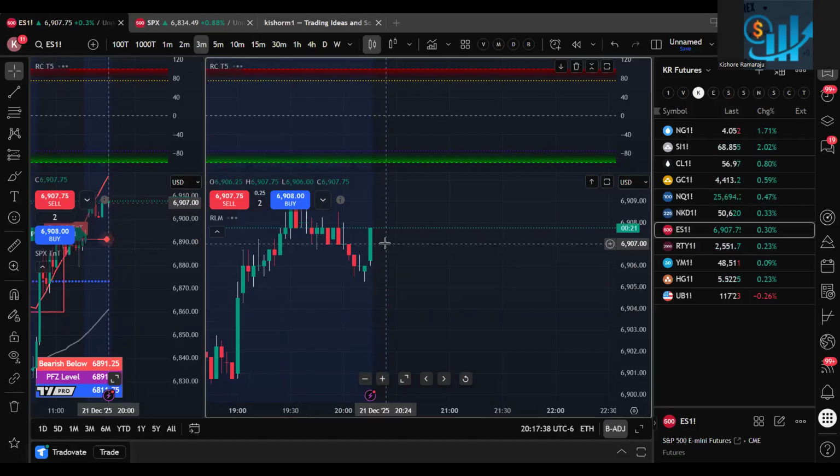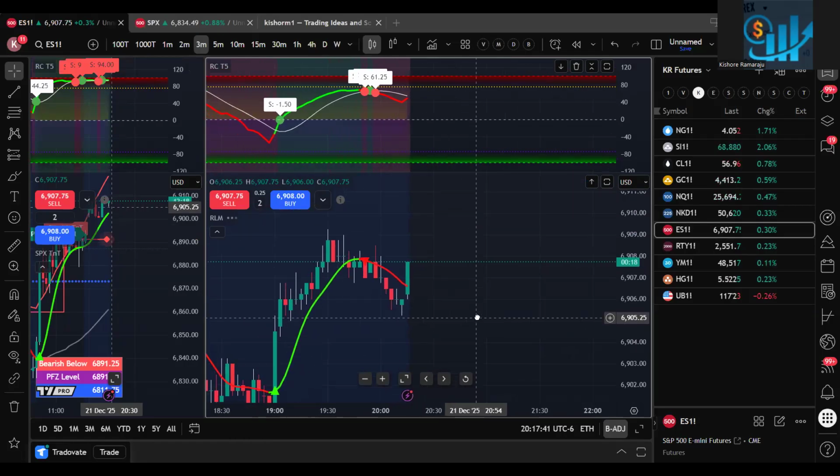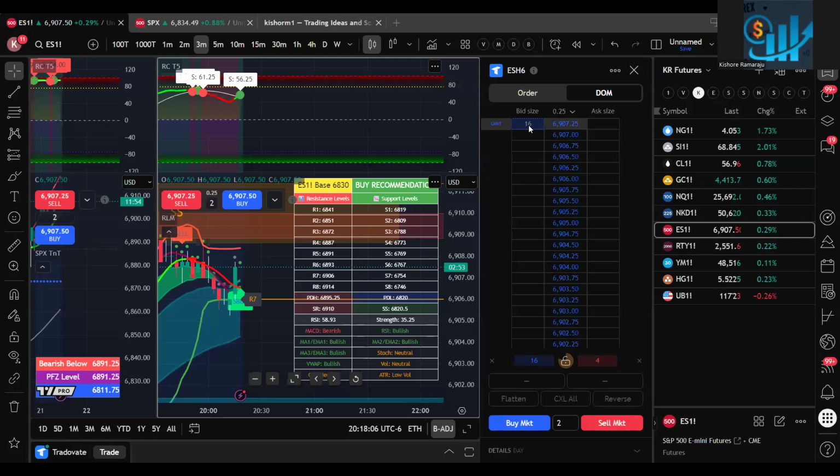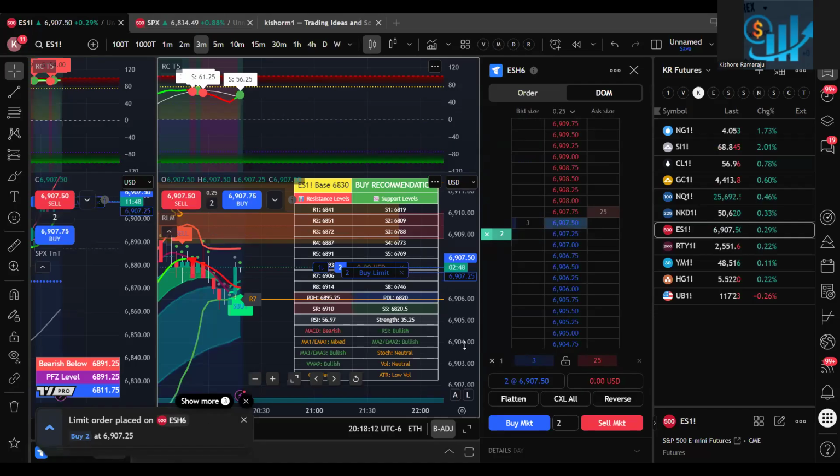Then yes, here you have a buy recommendation. Price came all the way to this cloud and then it is trying to go up. So that is what we want to do, right? Whenever your recommendation is buy, you want a small pullback, and then when it starts going up from the pullback, that is where we want to enter. So I'll take a long on ES. So I took a long opportunity on ES.